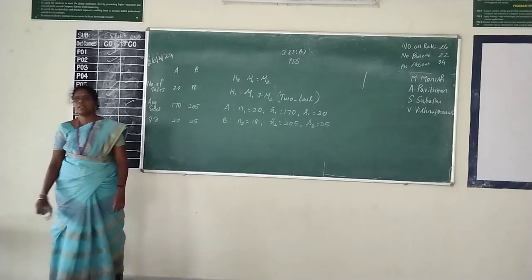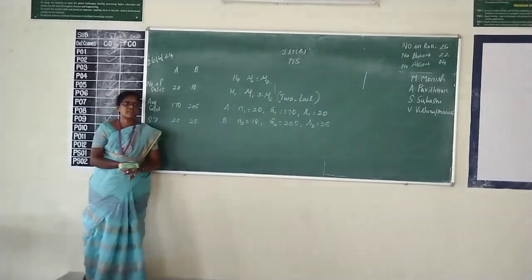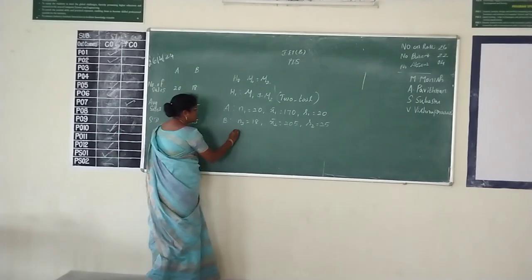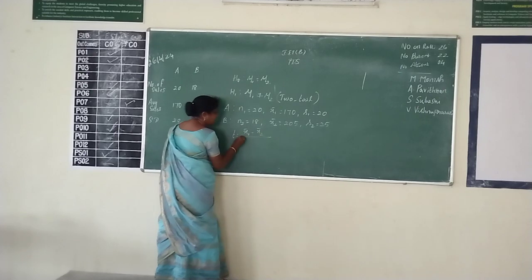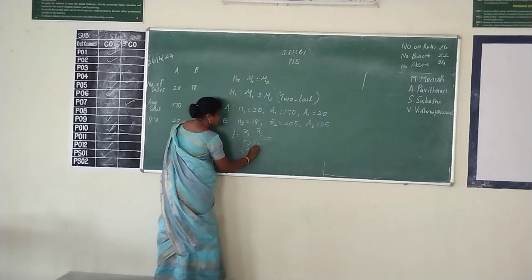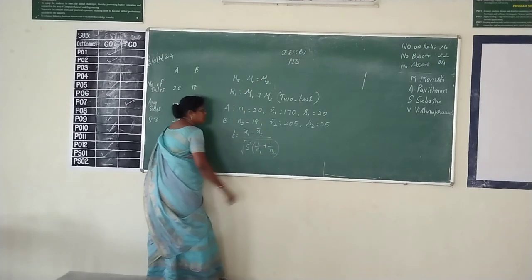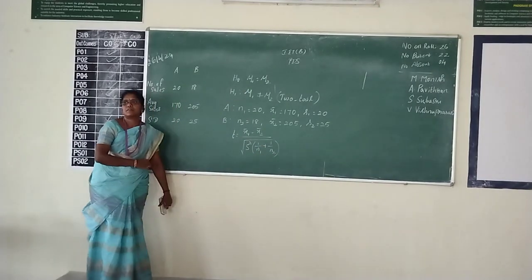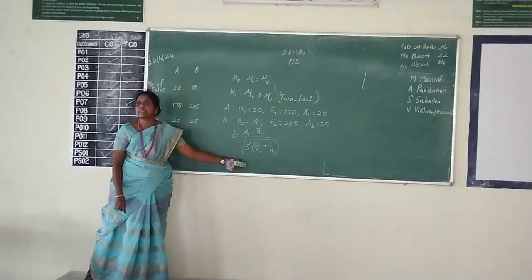The test statistic is t equal to x1 bar minus x2 bar divided by square root of capital S square into 1 by n1 plus 1 by n2. So to substitute in this formula, first you should know what is capital S square.